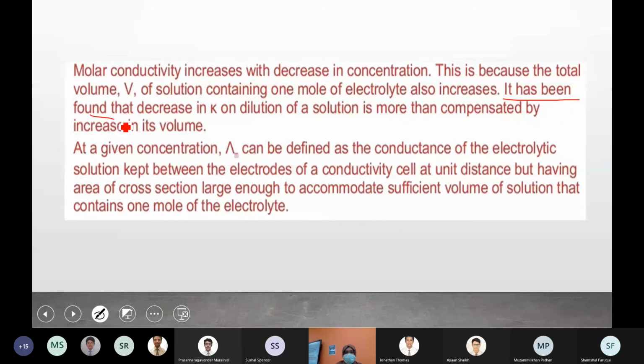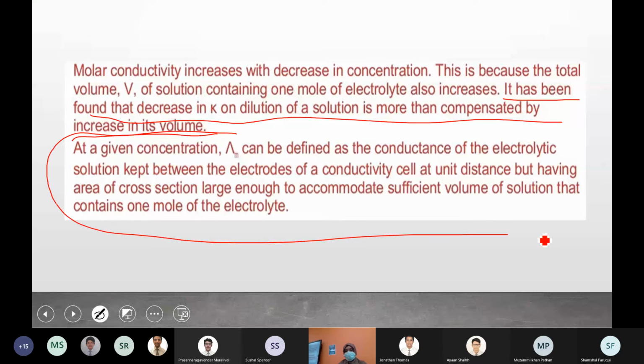It's been found that there is a decrease in K on dilution, conductivity decreases on dilution, but that is more than compensated by the increase in its volume. More volume means more movement of ions, which increases the conductance. That is why finally this definition is coming. Molar conductivity is the conductance. Again, conductivity or molar conductivity, you are measuring it as a conductance because you are taking L and A as constant. You know the relation between them.